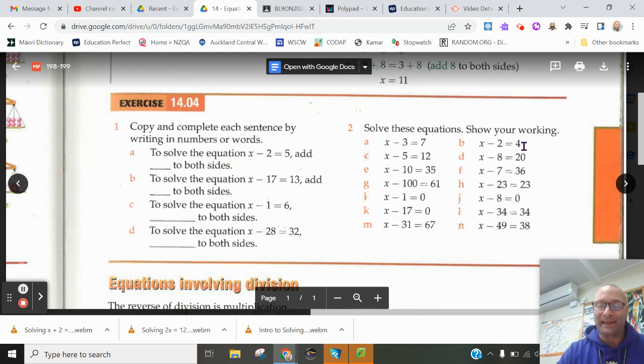So x equals 6. You're now ready to solve equations with Polypad or algebraically.